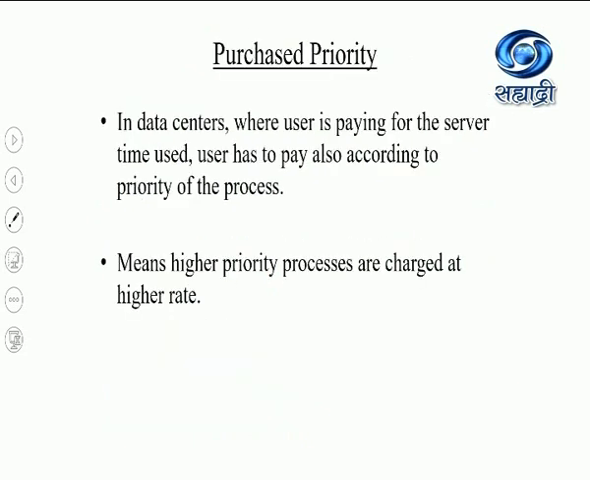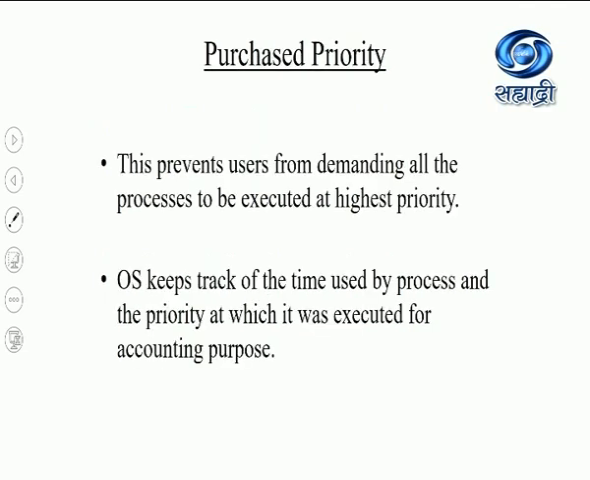Third type is the purchased priority. In data centers where the user is paying for the server time used, the user has to pay also according to the priority of the process. Means higher priority processes are charged at higher rates, and that is why it is called purchased priority. This prevents users from demanding all the processes to be executed at highest priority. The OS keeps track of the time used by the process and the priority at which it was executed for accounting purposes.